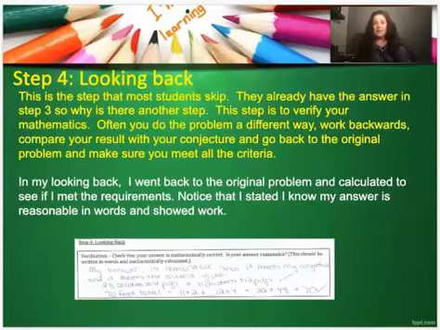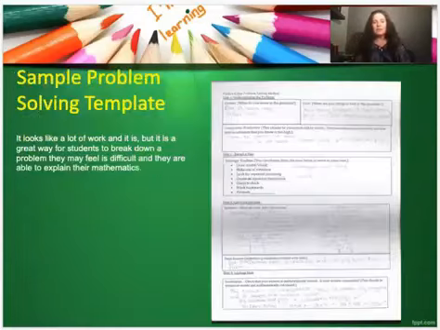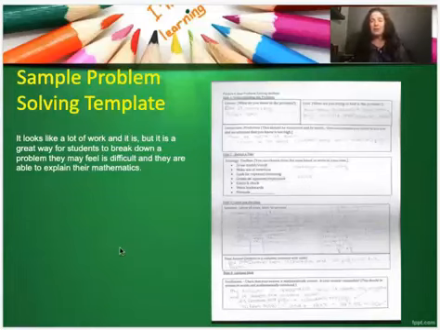In my looking back, I went back to the original problem and calculated to see if I met the requirements. Notice that I stated I know my answer is reasonable in words and showed some mathematical calculations. Both of those are important for that looking back or verification step. So here's my whole template all together. I know it looks like a lot of work, and it is, but it's a great way for students to break down a problem that they may feel is really hard and have a starting place to explain their mathematics. So even if you don't know how to get the answer, you at least know how to start.